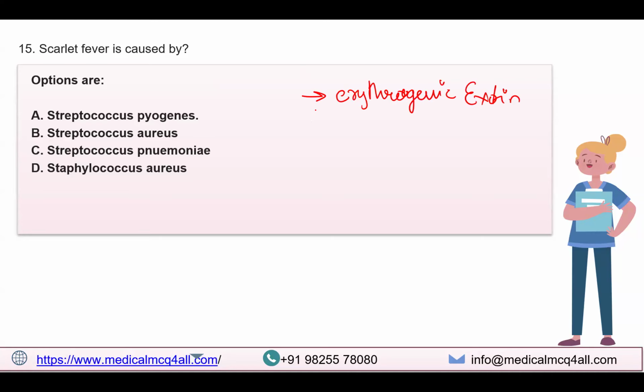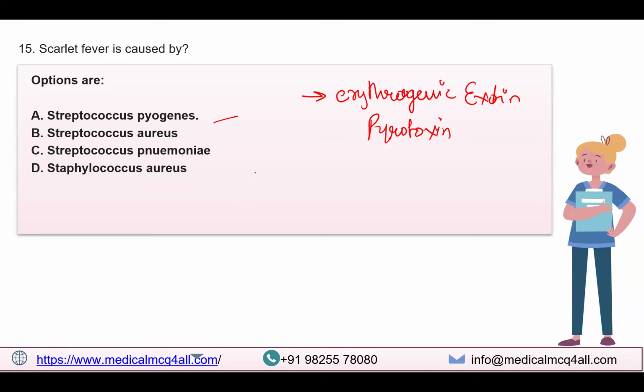Beta hemolytic streptococcus releases which toxin? So it is erythrogenic exotoxin, or it is also called pyrotoxin, because it causes fever. Okay. Now, is this gram positive or gram negative? It's gram positive.